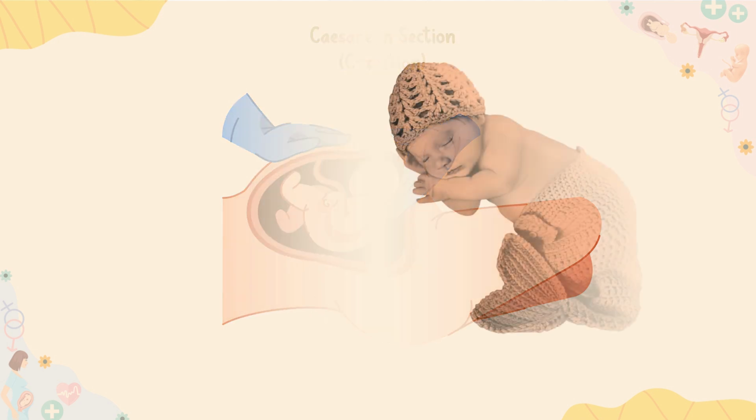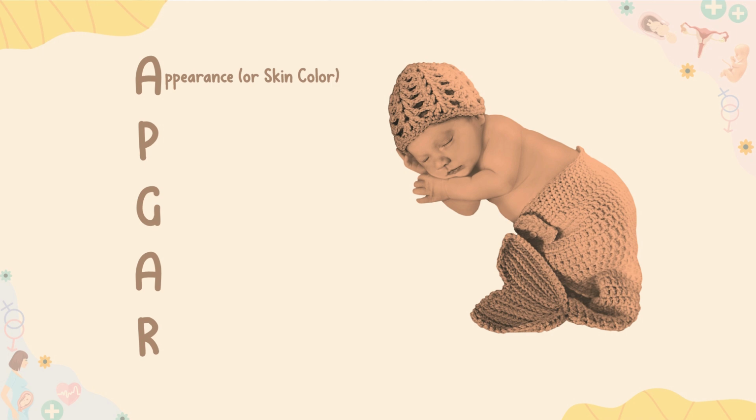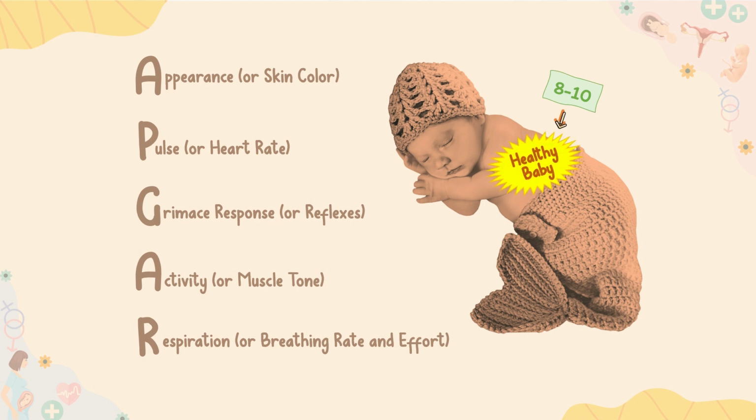After the birth, the health of the newborn is assessed by the Apgar score, where A is for appearance, referring to the skin color, P is for pulse. G is for grimace. That means reflex irritability. A is for activity, referring to the muscle tone. And R is for respiration. Each component is given a score between 0 to 2. And a total of 8 to 10 indicates a healthy baby.